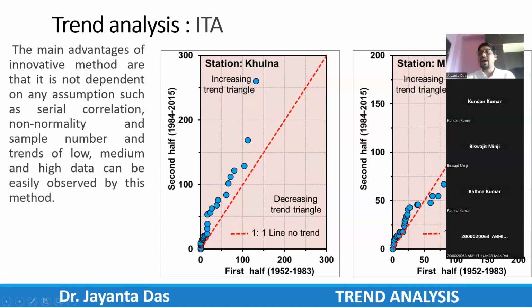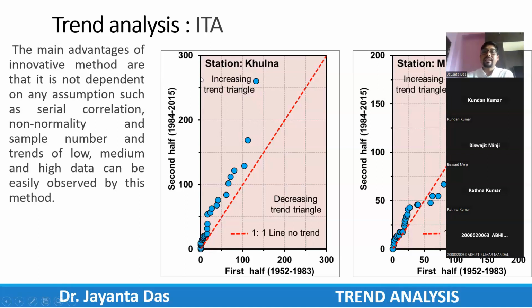Okay, I have taken this example from my published paper. It has extreme values, so it's an outlier. But it has not affected the overall performance of this trend analysis. So we can say it is a monotonic trend. It's only an increasing trend, right?